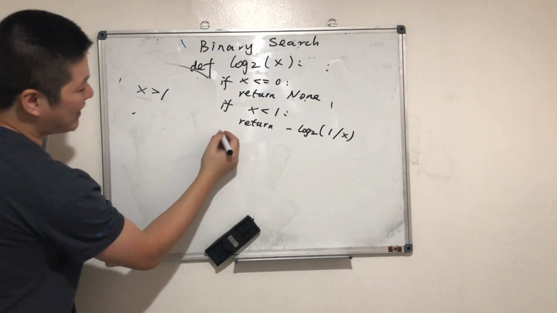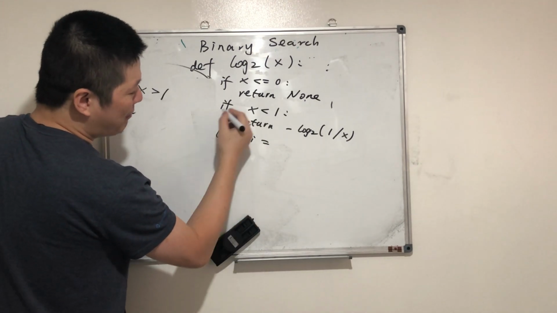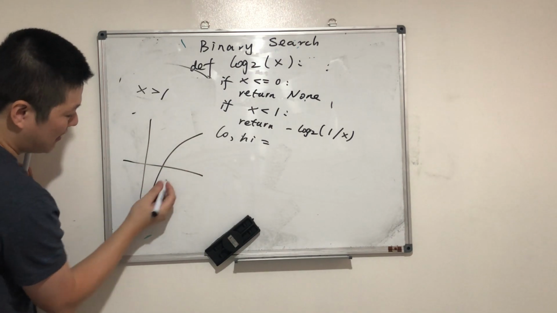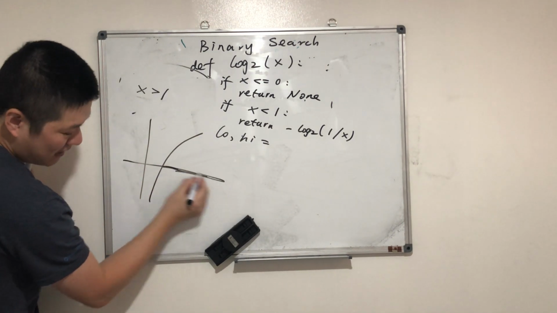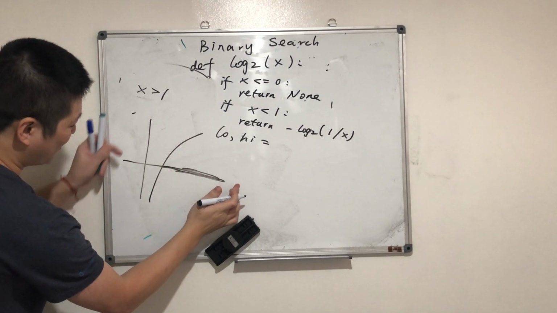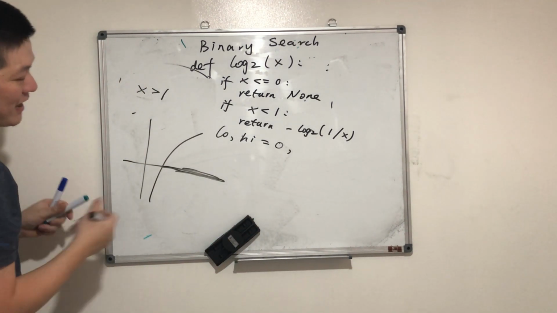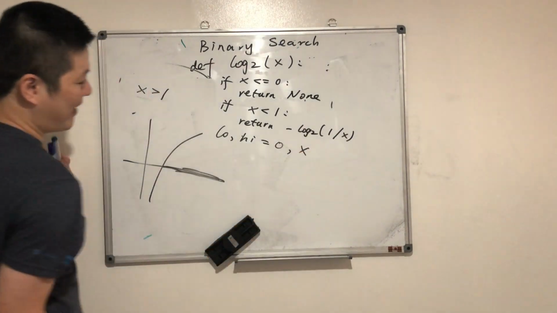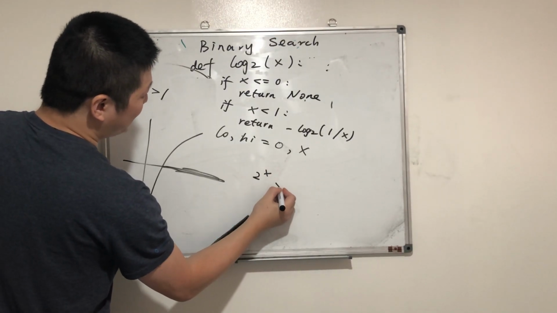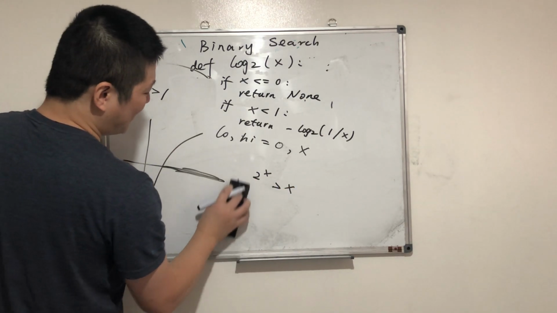So let's say lower bound, upper bound. Lower bound is 0, right? Because look at this, when x is in this range, y is bigger than 0. So lower bound is 0. Higher bound is what? We can give a very big number or we can just put x, because 2 to the power x is always bigger than x, right? So we can use this.